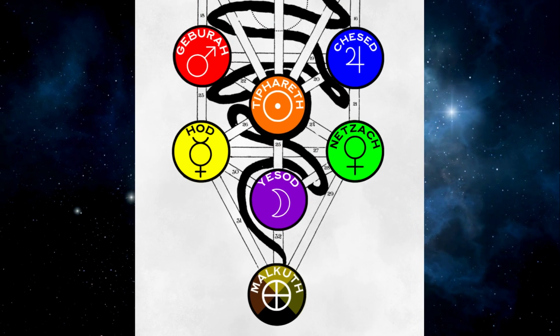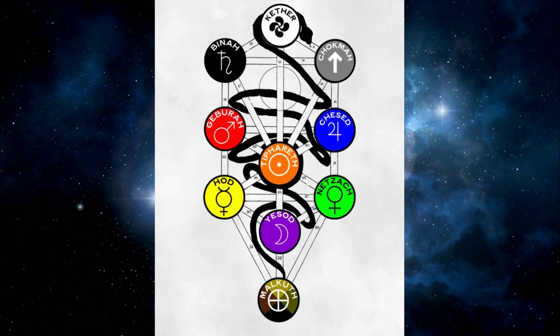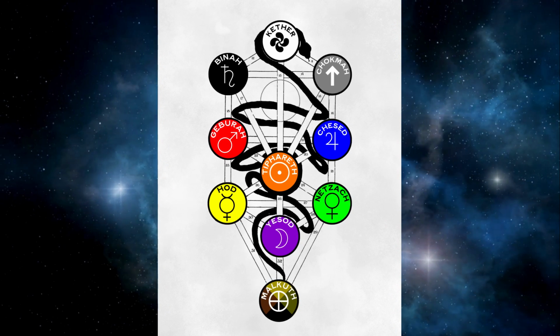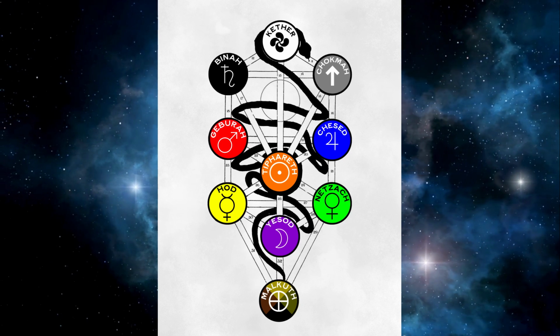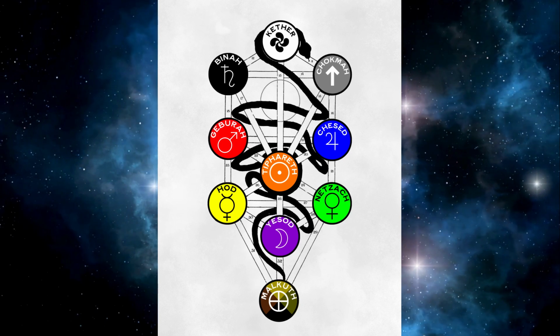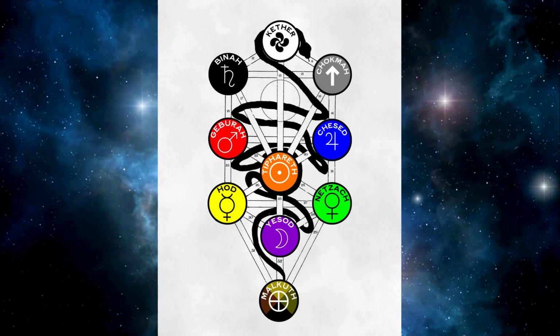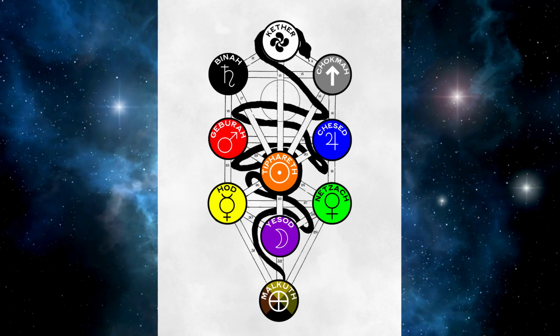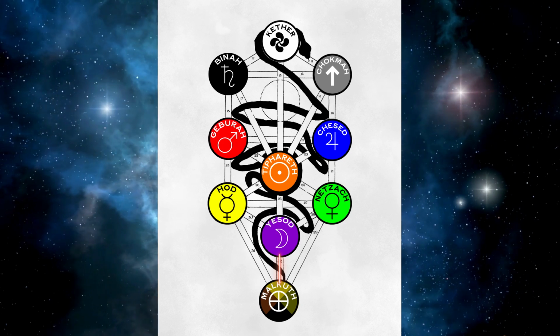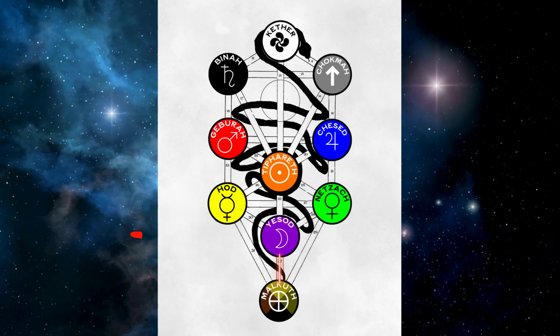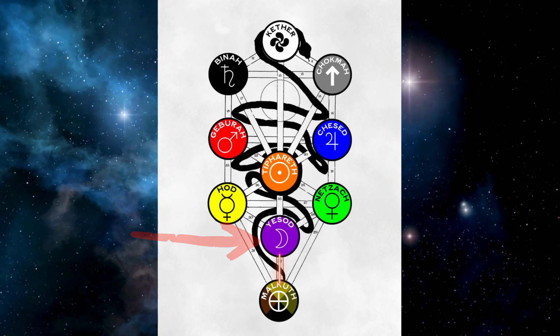For ease, all you have to remember is to work the paths in reverse numerical order from path 32 to path 11. Whenever we work a path, the sphere that you're starting on is called the sphere of origin. The sphere on which your path ends is called your sphere of destination. Our first path, number 32, has Malkuth as its sphere of origin and Yesod as its sphere of destination.